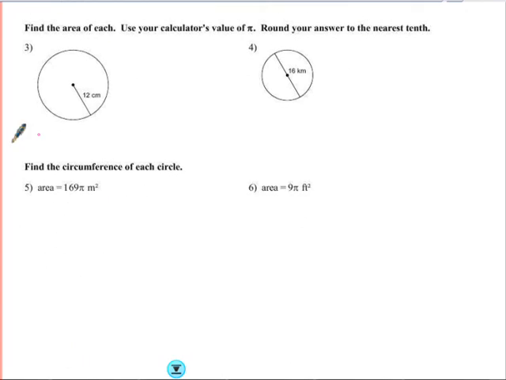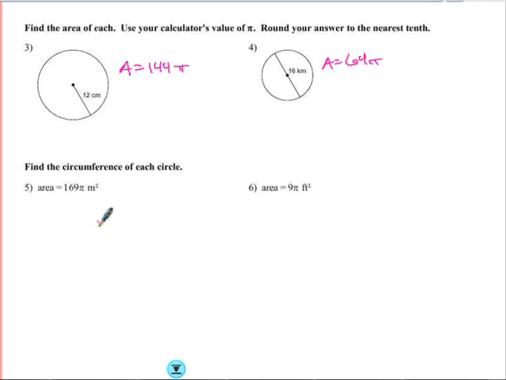Okay. Here the area of each, this is 144 pi, and here this would be 64 pi. I'm getting 64 because half of 16 is 8, and 8 squared is 64. Here, I like these questions.